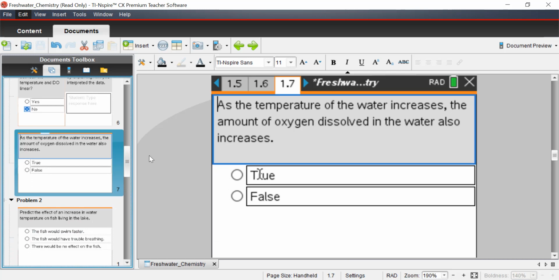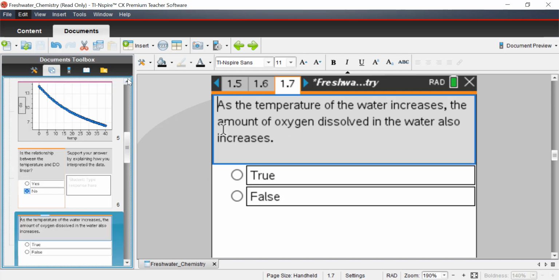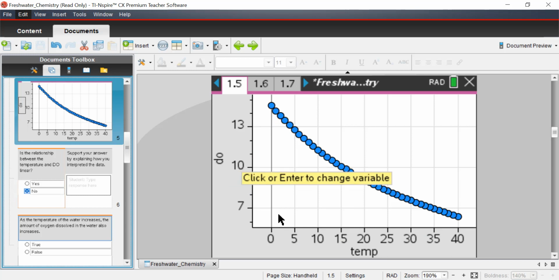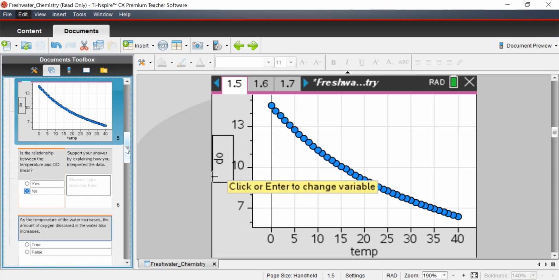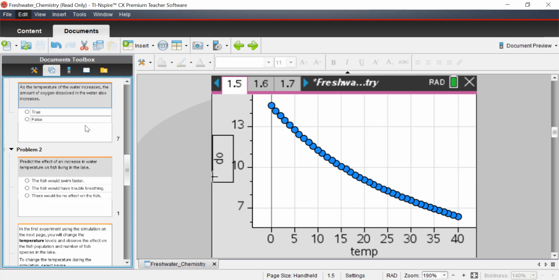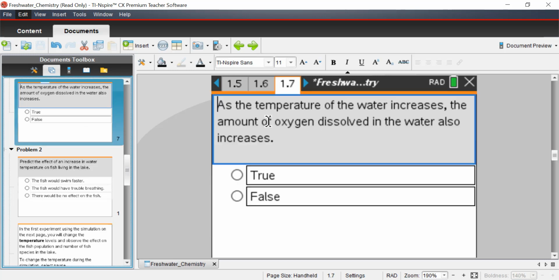All right, page 1.7. As the temp of the water increases, the amount of oxygen dissolved in the water also increases. Well, we saw in the graph that is not the case. As the temperature increases this way, the amount of dissolved oxygen doesn't go up. Instead, it goes down. So that means that they have a bit of a negative relationship. So as one goes up, the other goes down. And that's what we saw in the graph.